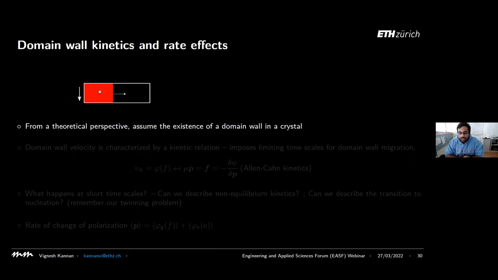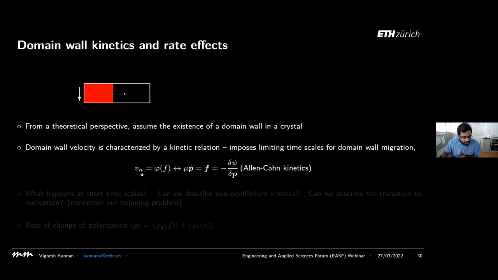I'm applying some electric field so that I drive the polarization from the red to the black polarization state, which effectively means that I'm driving this domain wall in one direction. So I'm driving from the black to the red polarization state, which means I'm driving the domain wall in a particular direction. So how do I characterize the velocity of this domain wall? This would be using the normal velocity as some function of the thermodynamic driving force that we discussed at the end of the last part of the talk.